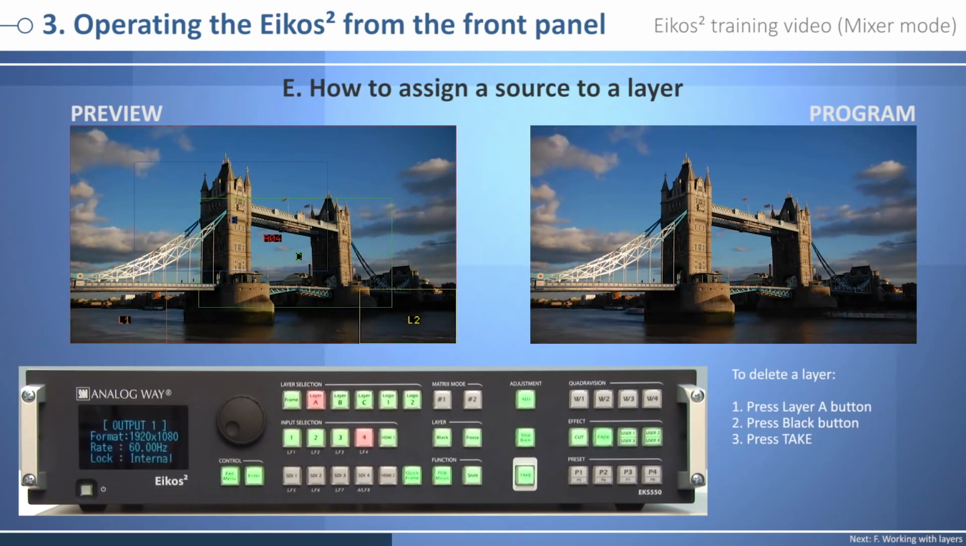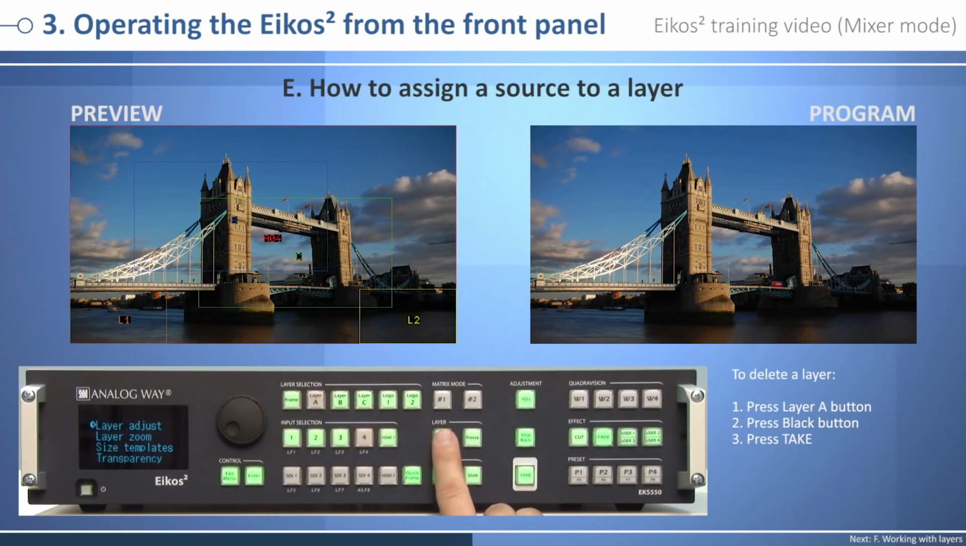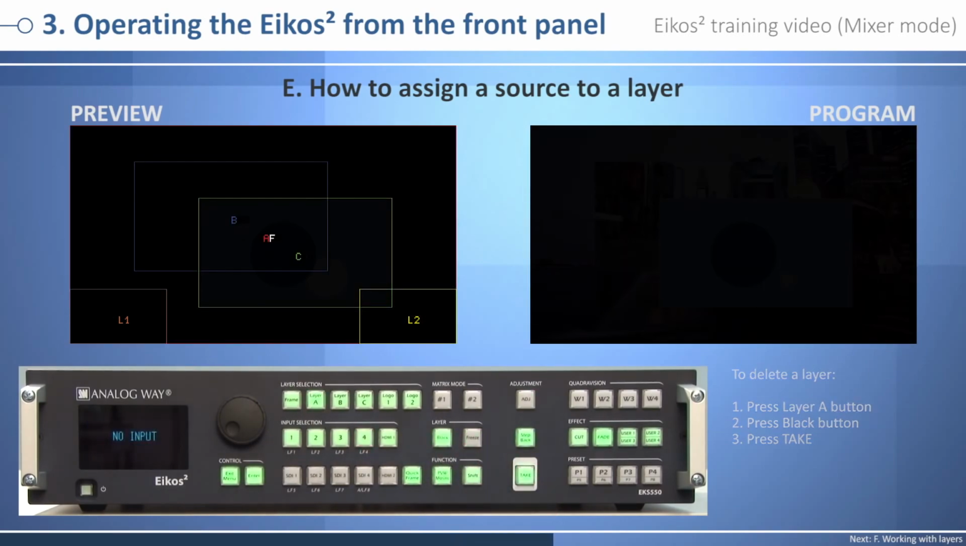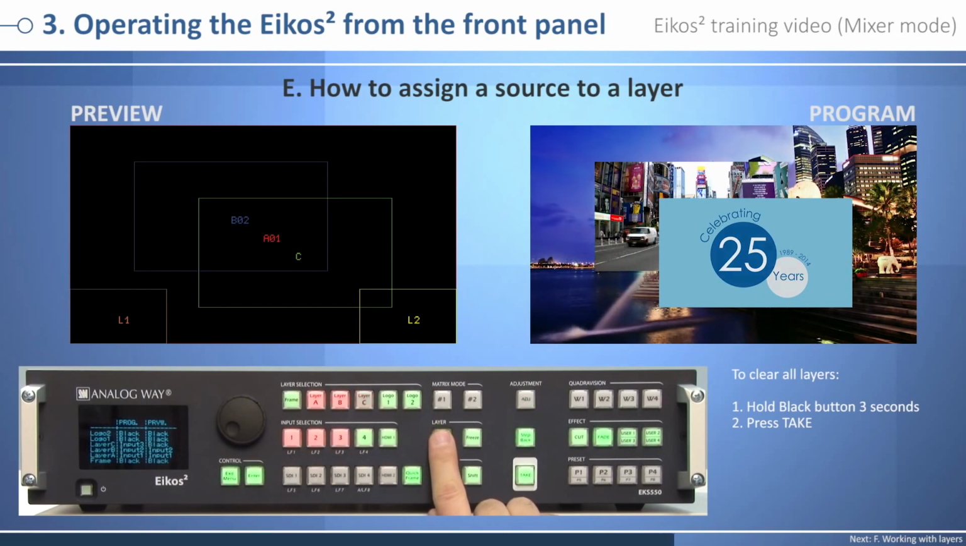To delete a layer from the preview screen, press the Layer button, press the black button, press Take to view the result on the program screen. To clear all layers on your preview screen, hold the black button at least 3 seconds. Press Take to view the result on the program screen.